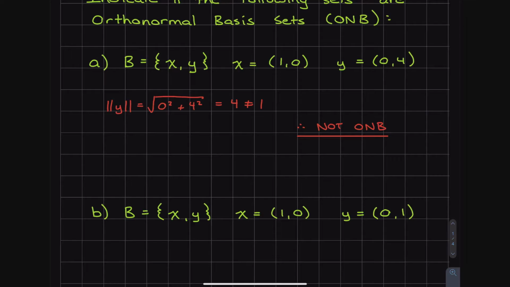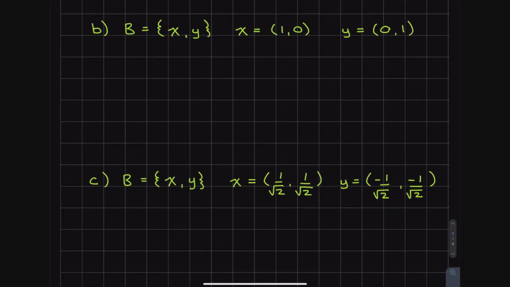So if we move on to question B, we have x, which is still equal to (1, 0), but now y is changed to (0, 1). And just by inspection, it's very easy to tell that the norm of both of these vectors is equal to 1. So the question we have to ask ourselves: are these vectors perpendicular?